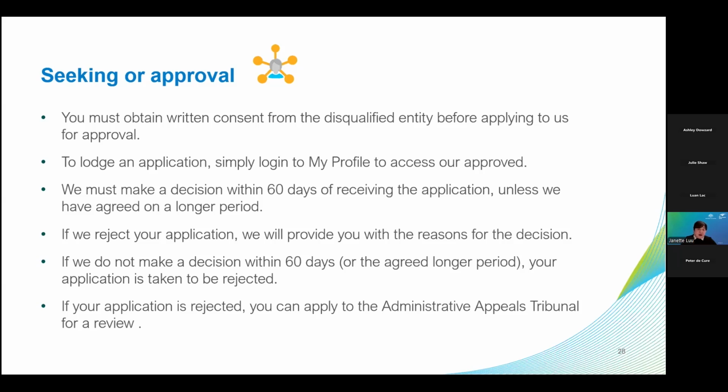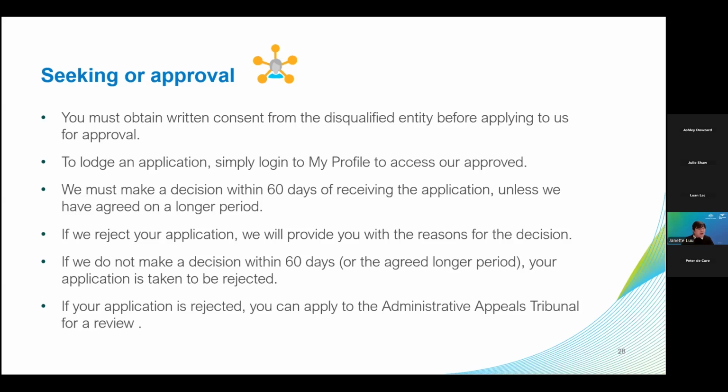Once we receive that, and assuming that we have all the information that we need, the TPB has to make a decision within 60 days of receiving that application, unless there's an agreement as to a longer period. It might be, for example, you're supplying more information or you're waiting for someone to come back to you. But in most cases, we'll make a decision within 60 days. Now, if we decide to reject that application for approval, we will provide you with reasons for that decision.